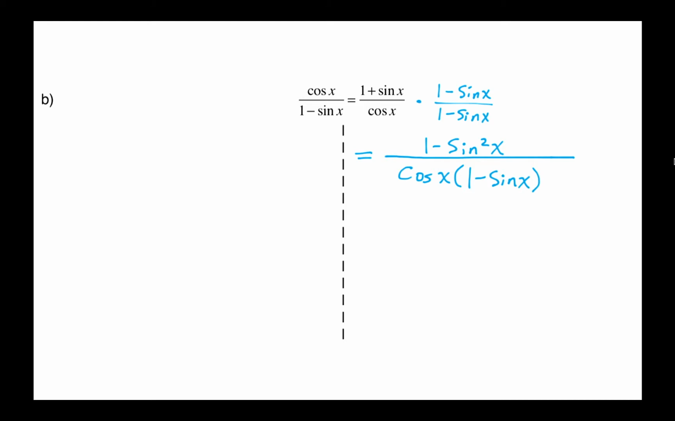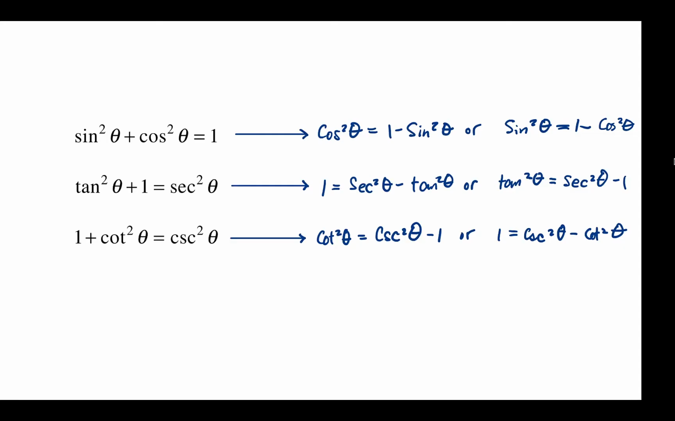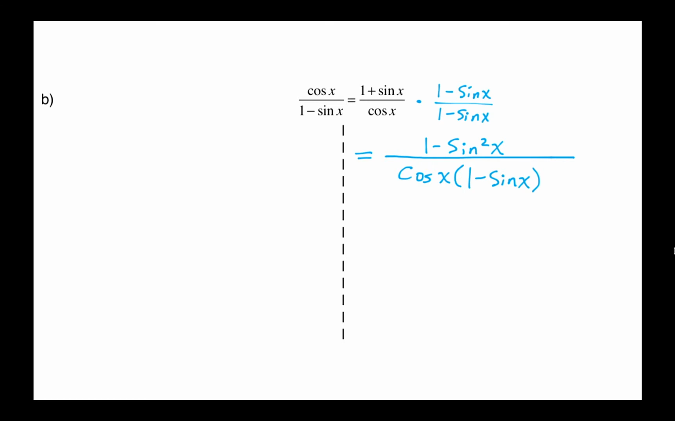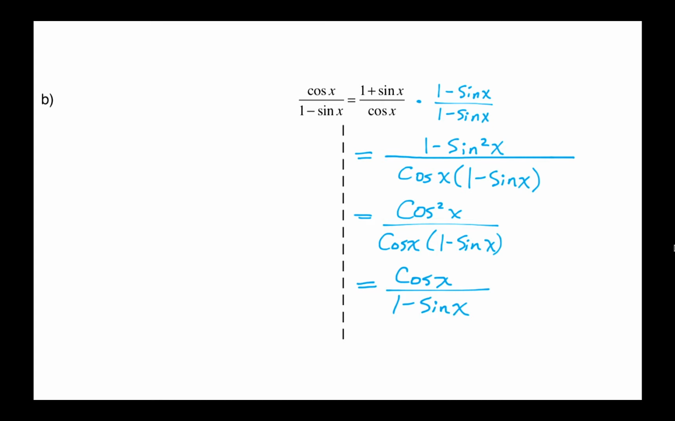So just going back to the Pythagorean situation, I've got 1 minus sine squared theta is equal to cosine squared theta. So my 1 minus sine squared x can be replaced with cosine squared x. And at this point, you recognize that there's a common factor of cosine x that can be divided out between the top and the bottom of this expression. And so I'm left with cosine x over 1 minus sine x. And at this point, I have a match for the expression on the left side of the equation. So this is one way to do this proof.